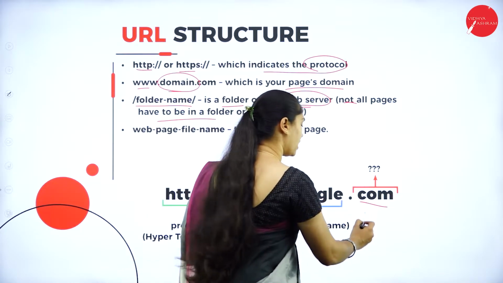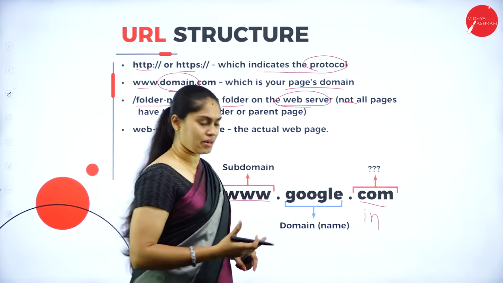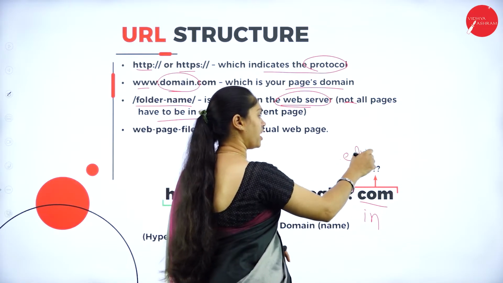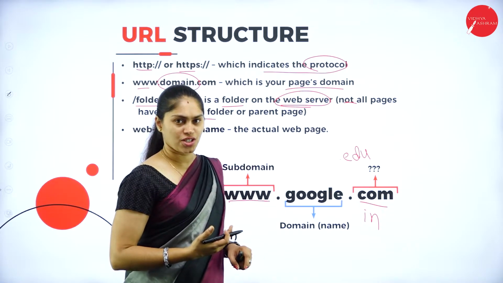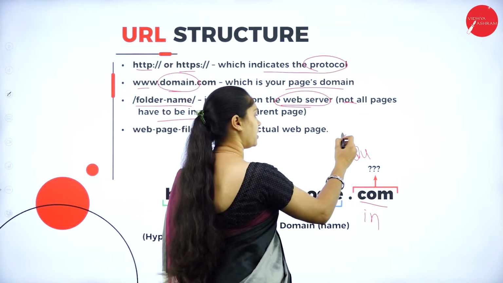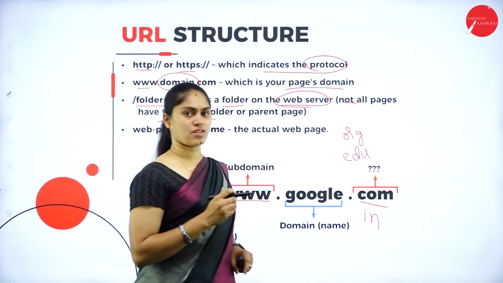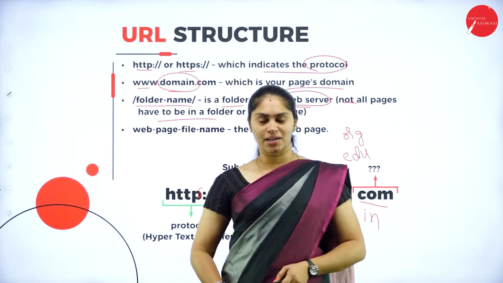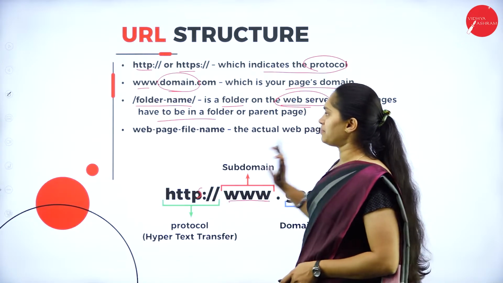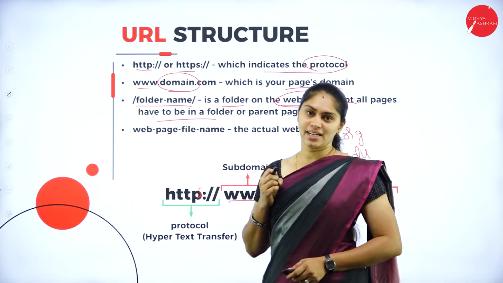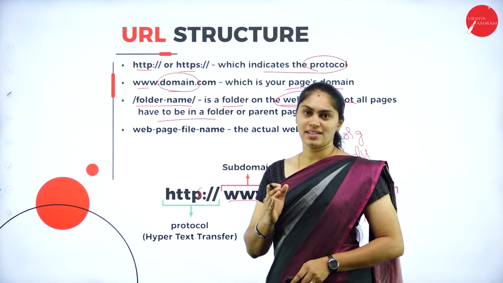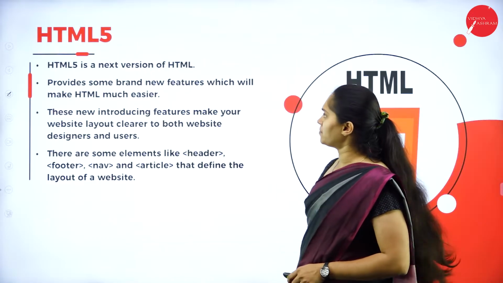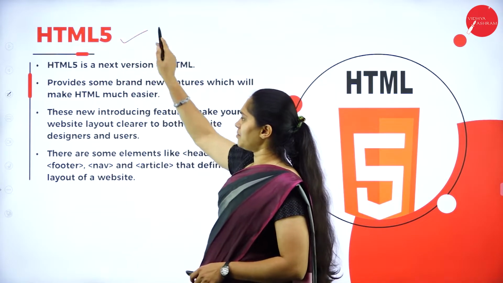And if it is .in, that is an Indian government website address, if it is .edu, we use it for the purpose of education. .org is a private organization. All these specify for what reason we are using it. So this completely specifies the path where we are getting the resources over the internet. This is all regarding URL and URL structure. Next we'll see about HTML5.